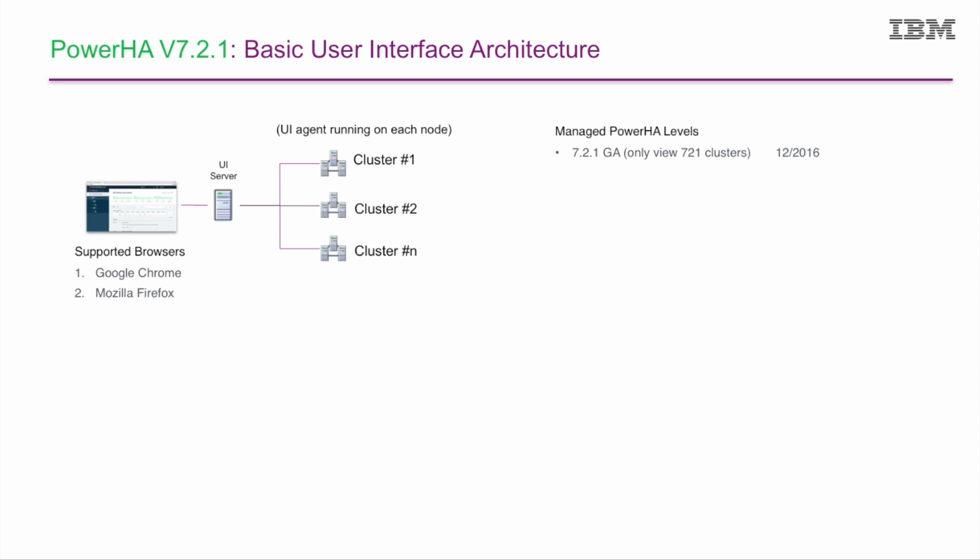As far as the very first release that we came out with last December, the 721 GA code only lets you view 721 clusters. So you could not have visibility from the user interface to anything older than 721. In June of this year, when Service Pack 1 came out, we introduced the ability to view 721, 720 and 713 clusters. I highlighted the service packs on the right hand side as far as what you would need in order to have viewability from the user interface.